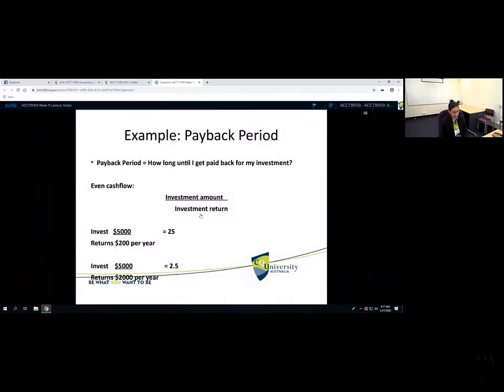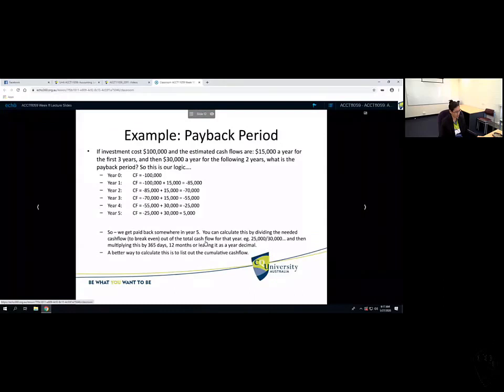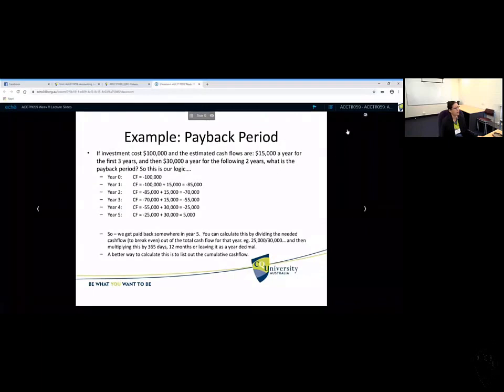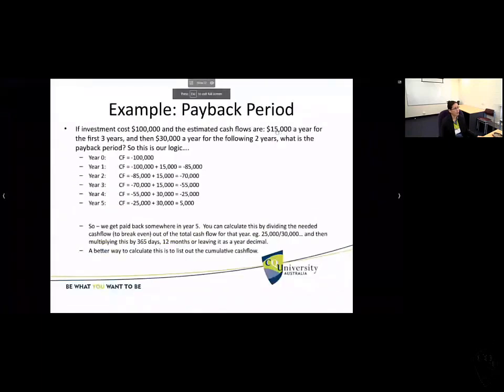So you actually have to calculate this manually, using what we call the cumulative cash flow method. This is more like what you will have to create for your assignment in step 9. If the investment has cost us $100,000 and we've got estimated cash flows of $15,000 a year for the first 3 years and then $30,000 a year for the next 2 years, what is the payback period?